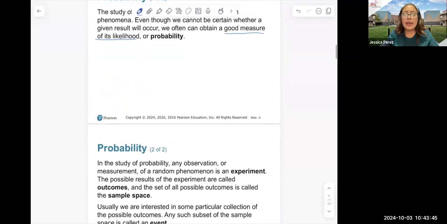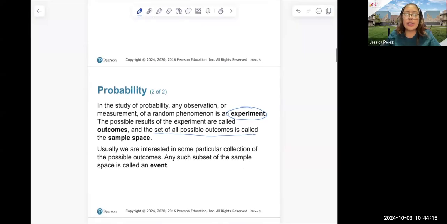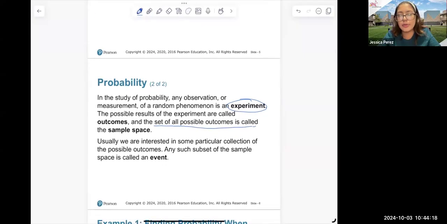In a study of probability, any observation or measurement of a random phenomenon is called an experiment. So we are going to perform probability on an experiment. The possible results of an experiment are called outcomes. And the set of all possible outcomes is called the sample space. Usually we are interested in some particular collection of possible outcomes. Any subset of those samples is called an event.